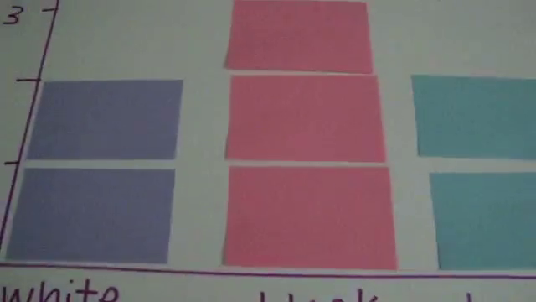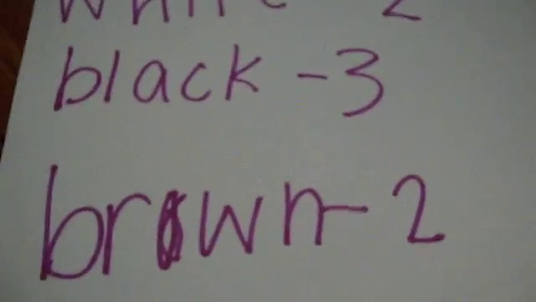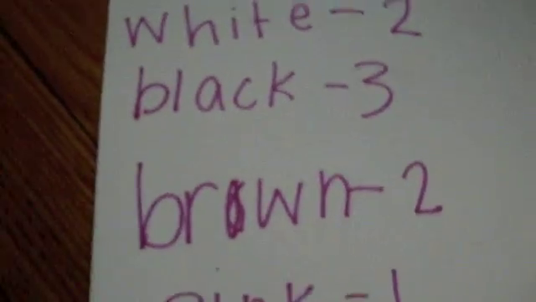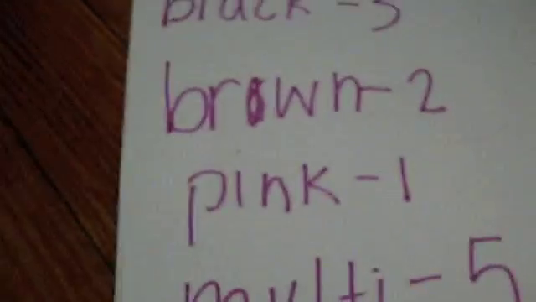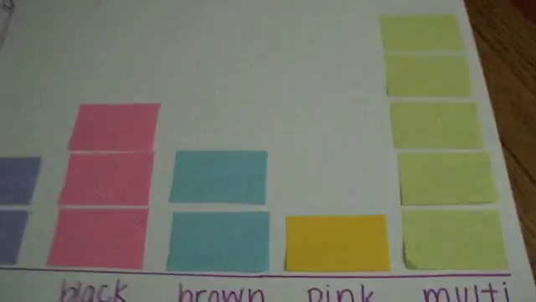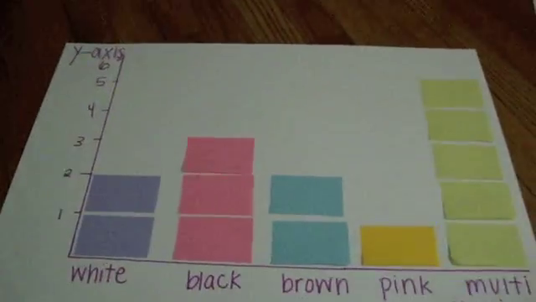Now you can see I put 3 blocks in the column where the black shoes go. And I went ahead and put 2 blocks for the brown shoes because we remember that we counted 2 pairs of brown shoes. Next on the list are pink shoes and multicolored shoes. Now I have added blocks for the 1 pair of pink shoes I have and the 5 pairs of multicolored shoes that I have. Great, my graph is done.